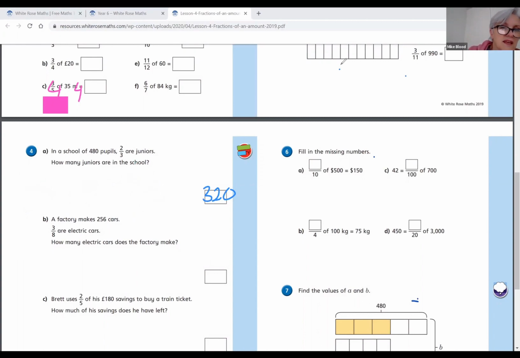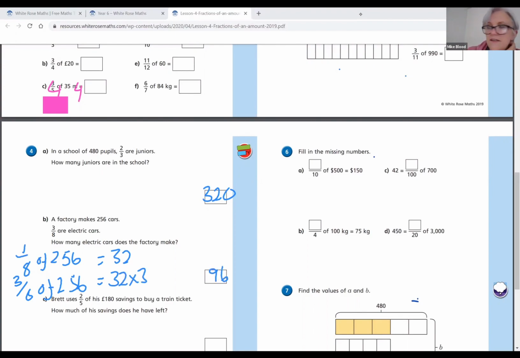Okay, the next one. A factory makes 256 cars. 3/8 of the cars are electric cars. How many electric cars does the factory make? So what we're asked to find is what is 3/8 of 256. If we do it the traditional way, 1/8 of 256 is 256 divided by 8, which will give us 32, is it? I think it's 32. And then we want 3/8 of 256, which is 32 times 3, which gives me 96.